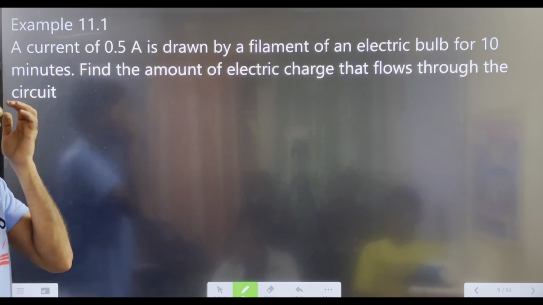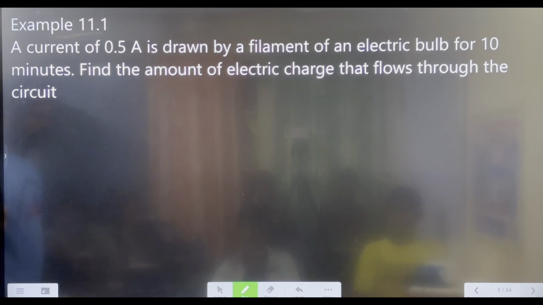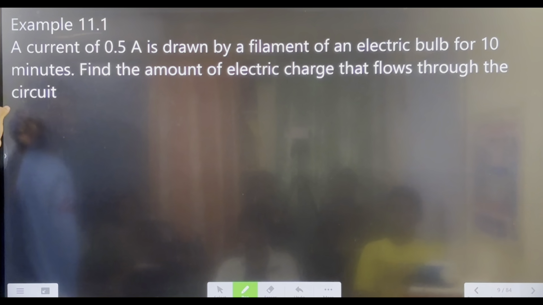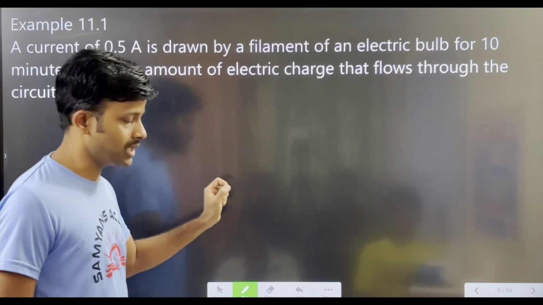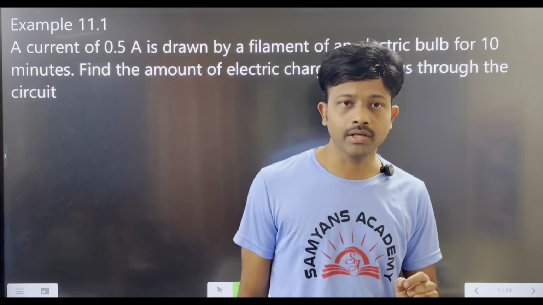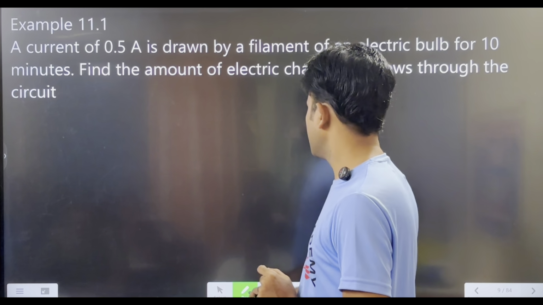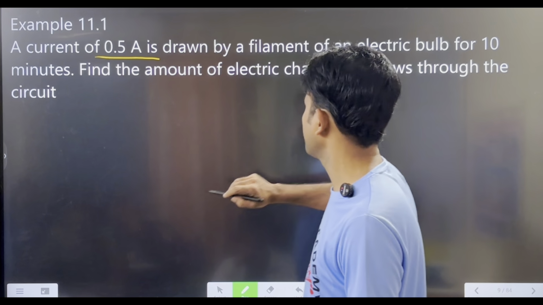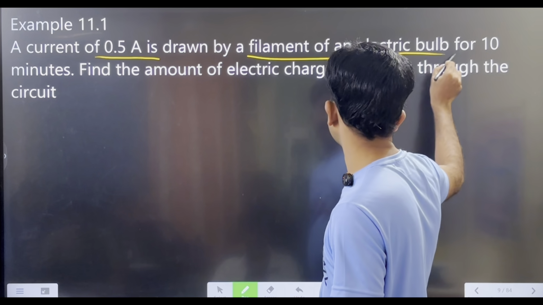Here we have a question based on the I equal to Q by t formula. Let us see what this question is. A current of 0.5 ampere is drawn by a filament of an electric bulb for 10 minutes. Find the amount of electric charge that flows through the circuit. Here we need to find out the amount of charge. How much current is flowing? How much current is drawn by the filament here? Filament of an electric bulb.